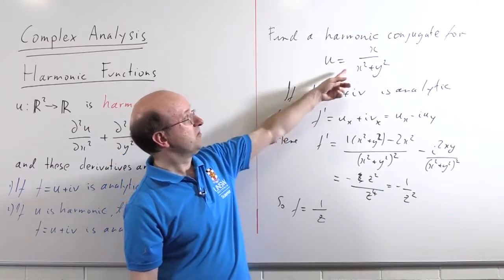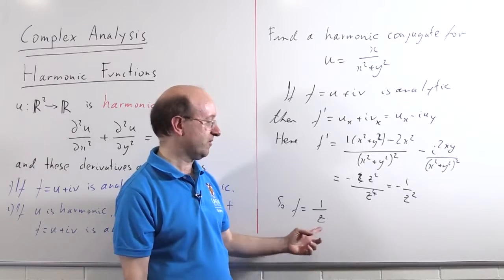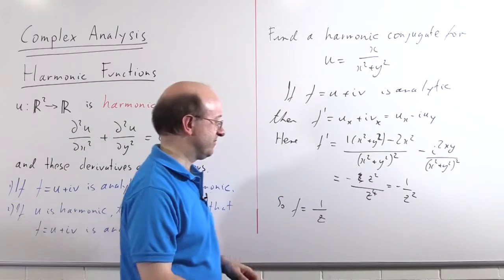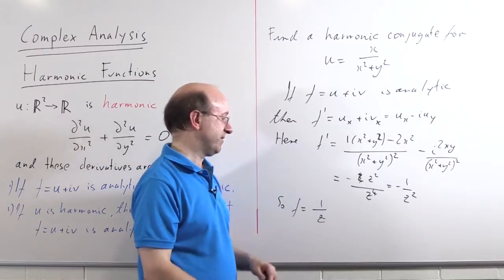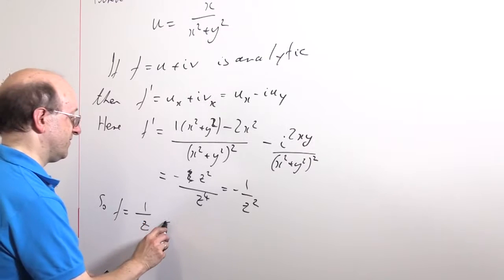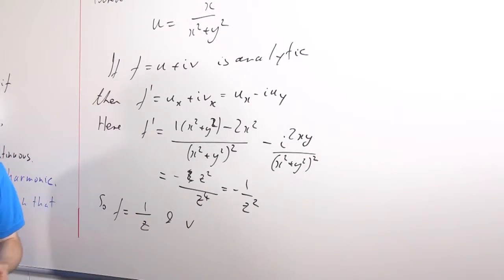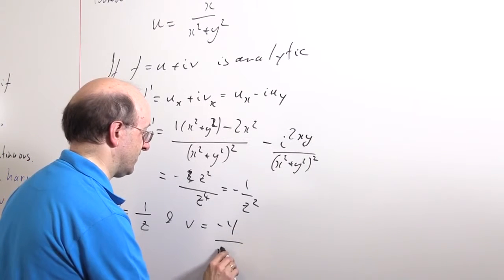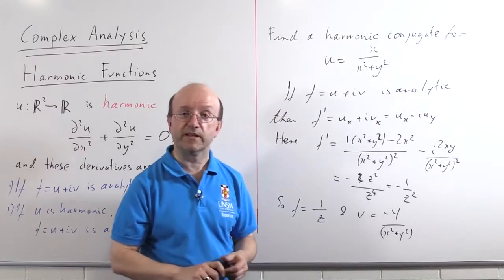So u, x over x squared plus y squared, must be the real part of 1 upon z, which in fact it is, if you remember how to take the real part of 1 upon z. So a harmonic conjugate would have to be the imaginary part of this. And the imaginary part of 1 over z is then minus y over x squared plus y squared. And that's the problem solved.